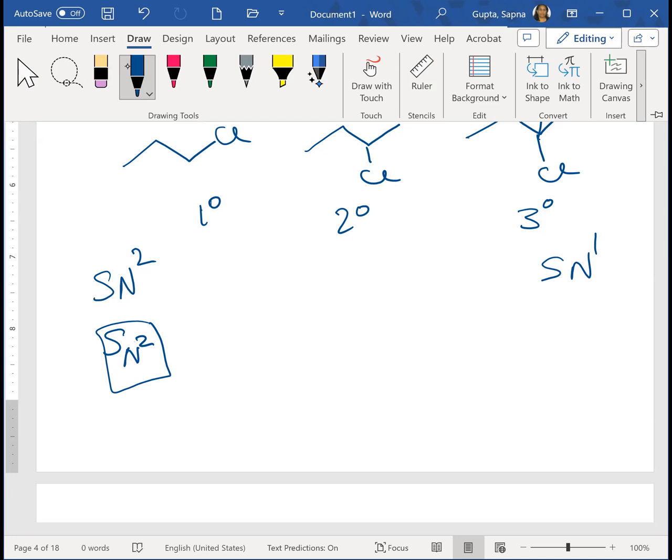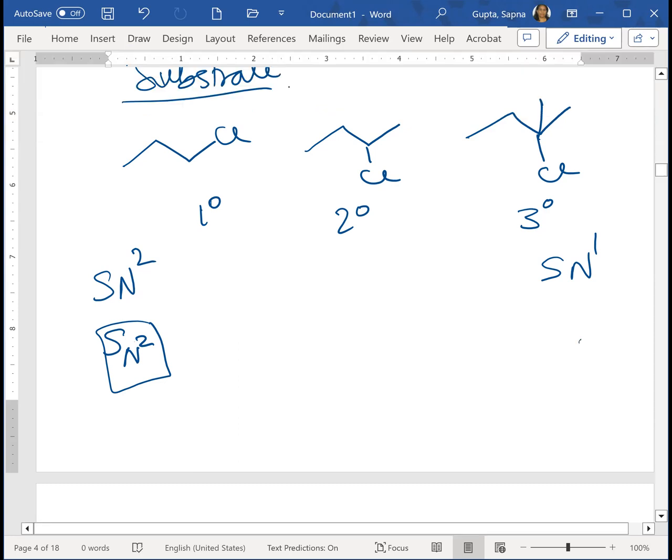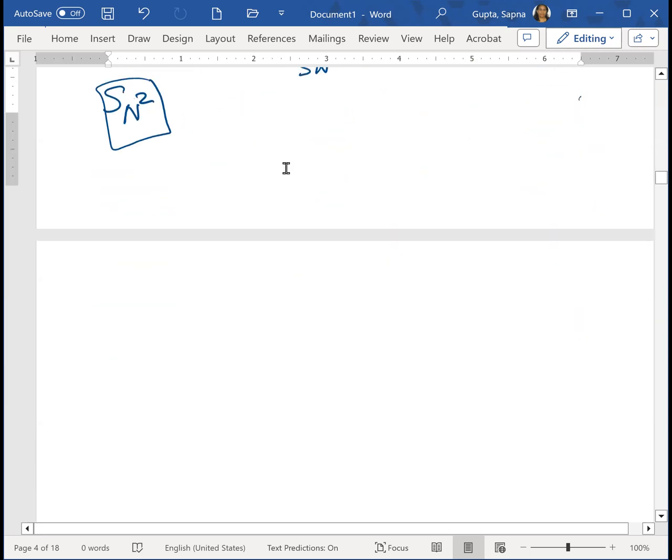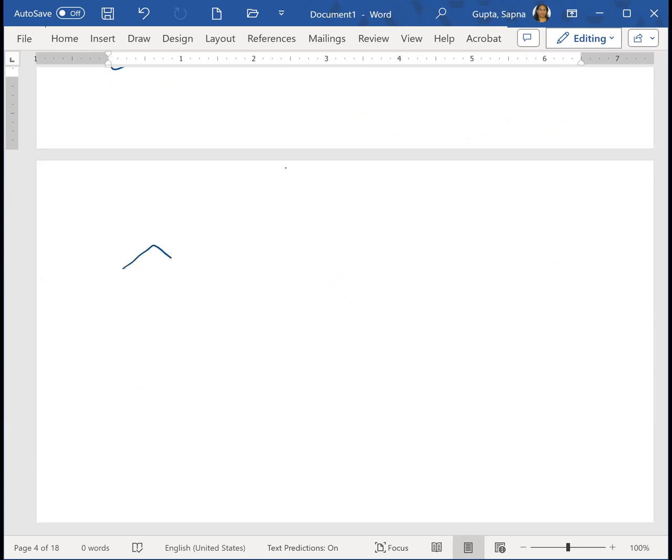So SN2 is more primary, and then SN1 is more tertiary. But if you're thinking, what about the secondary? Secondary can go either way. It can be SN2 or SN1, which means it depends on other things. So first of all, let's talk about the SN2 and SN1 that are pretty clear. Let's take SN1, and I'm just going to write these again because I don't have enough room there.